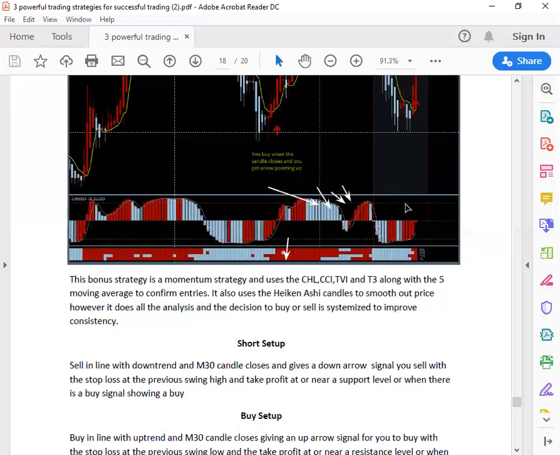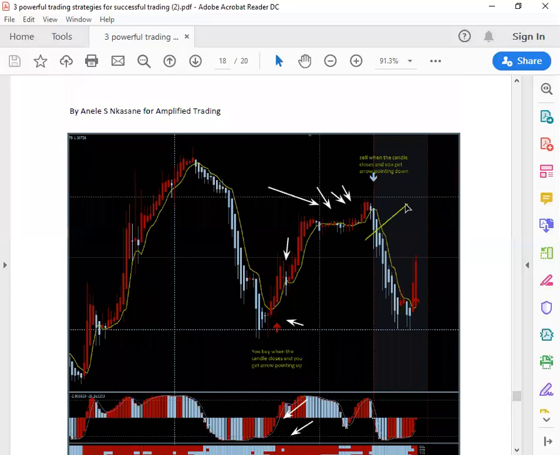So you sell in line basically with the downtrend. A 30-minute candle closes and gives you a down arrow, and that is your signal to sell. So stop loss, you can place it above the swing high or the high of the day, or if you are buying, it's going to be below the support level or below the low of the day rather.